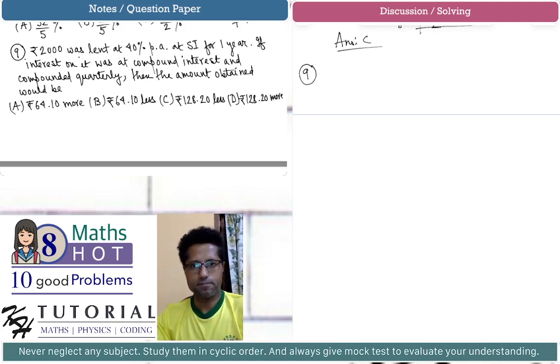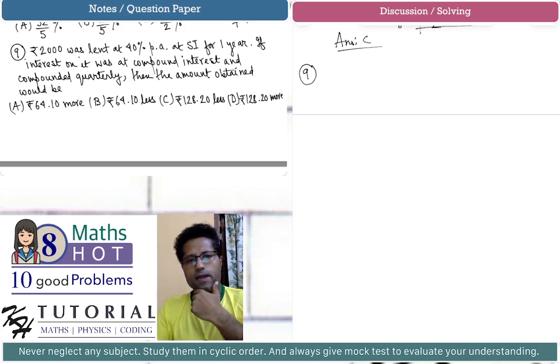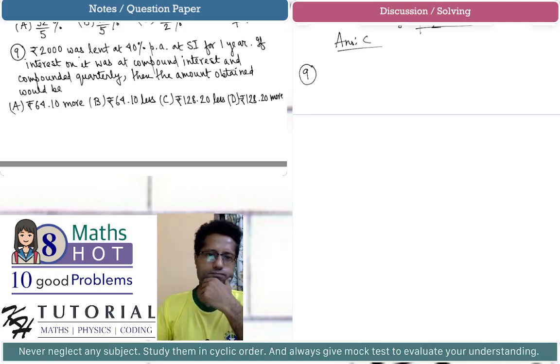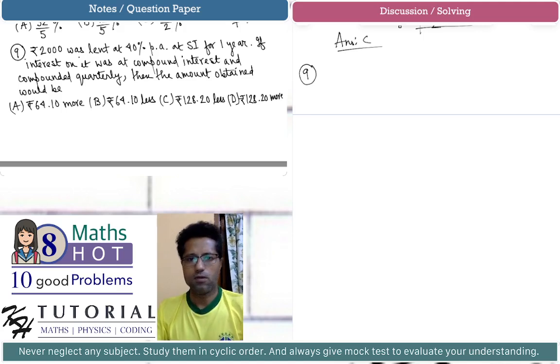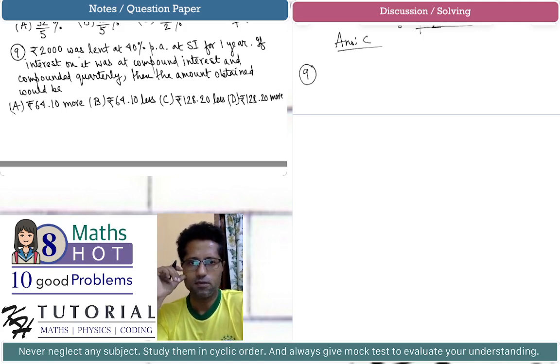Okay, so it is saying that rupees 2000 was lent, that is, was given to someone for 1 year at a simple interest, where the rate was 40% per annum. Now it is asking what will be the amount if the principal is the same, that is the rupees 2000, and the rate percent is same, that is 40%, but now the interest will be compound interest, compounded quarterly, that is u quarterly means u will be equal to 3 months.